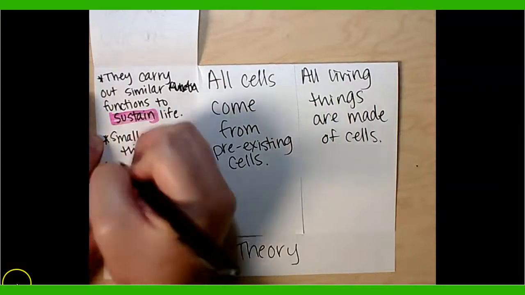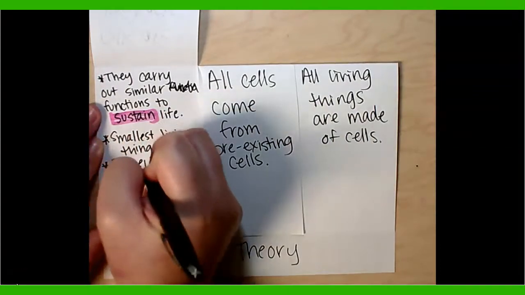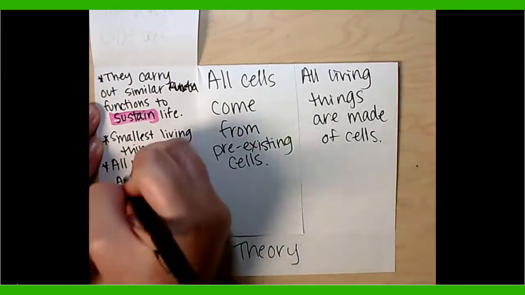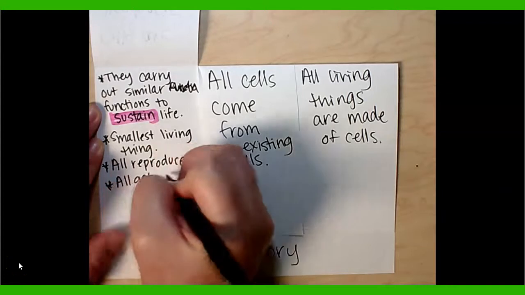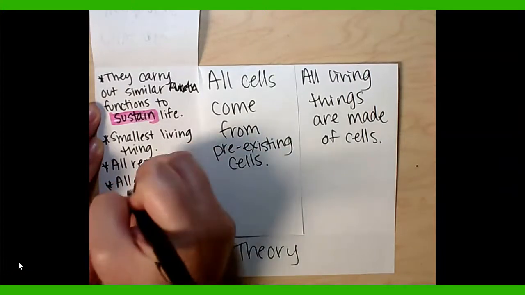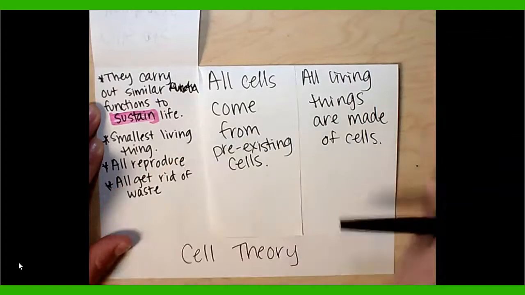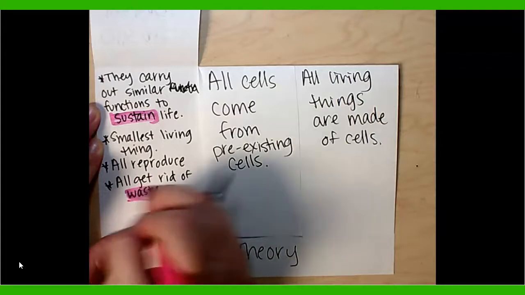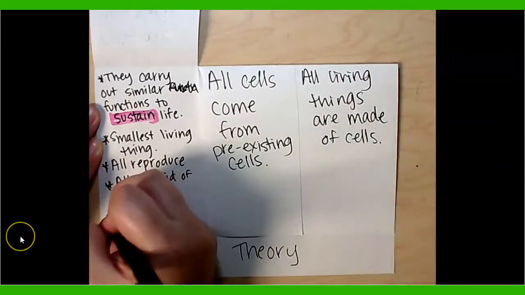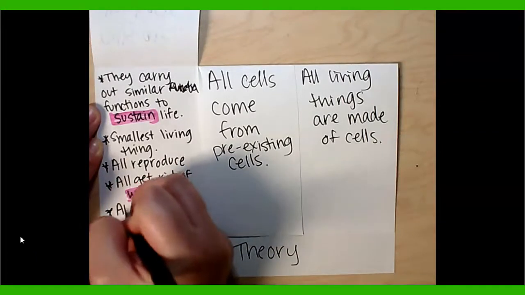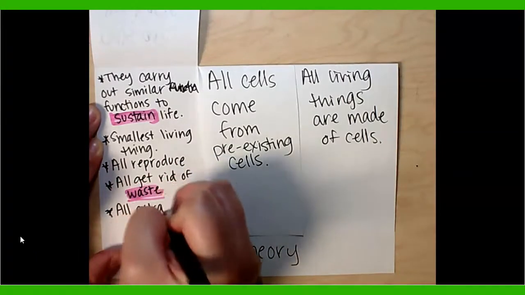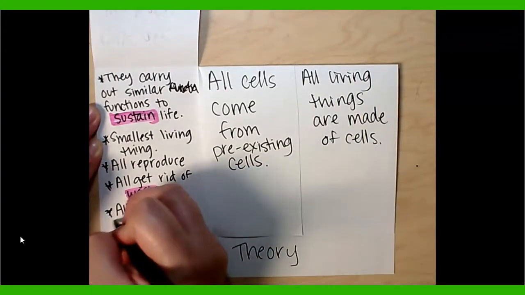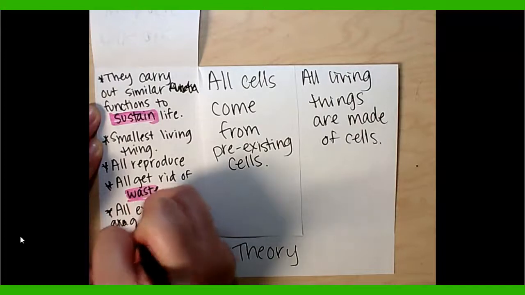They all reproduce. And they all get rid of waste. And here we're going to highlight waste. And also, they all extract or go through photosynthesis.